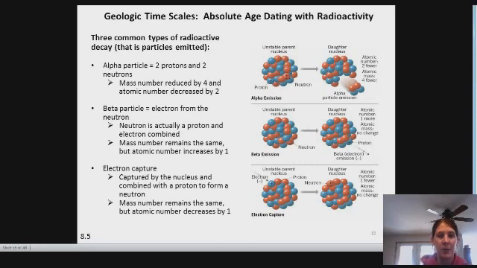And then electron capture. This is where the nucleus captures an electron and combines it with a proton to form a neutron. Here your mass number remains the same, but the atomic number decreases by 1. So beta particle, you have your atomic number increased by 1. Electron capture, you have it decreased by 1.